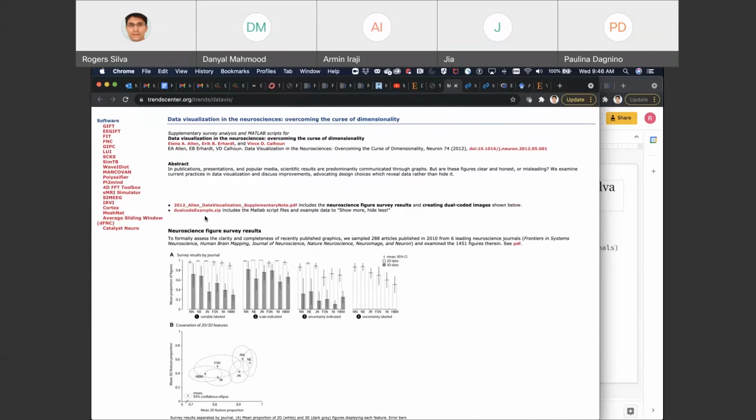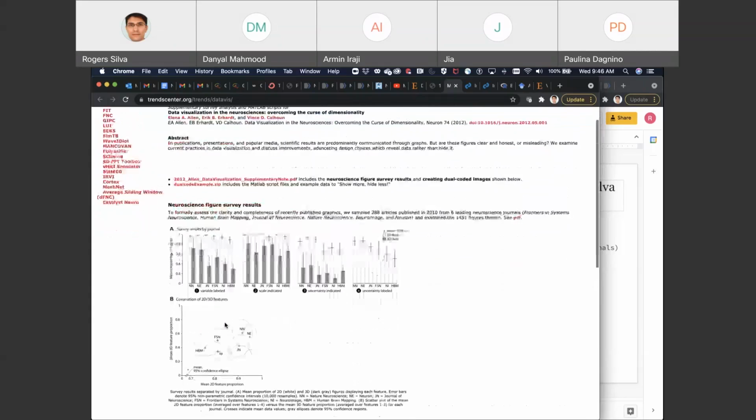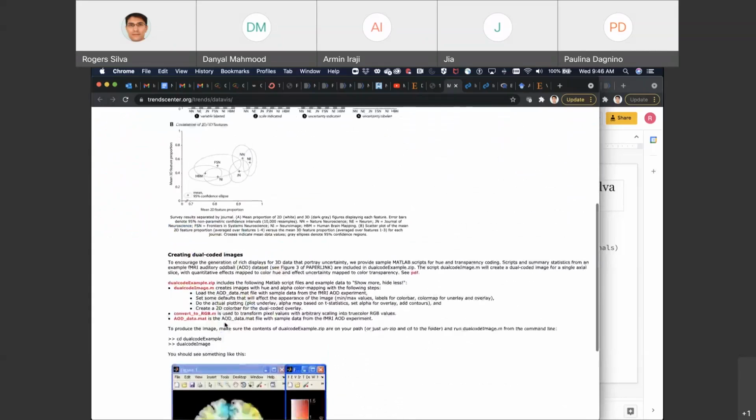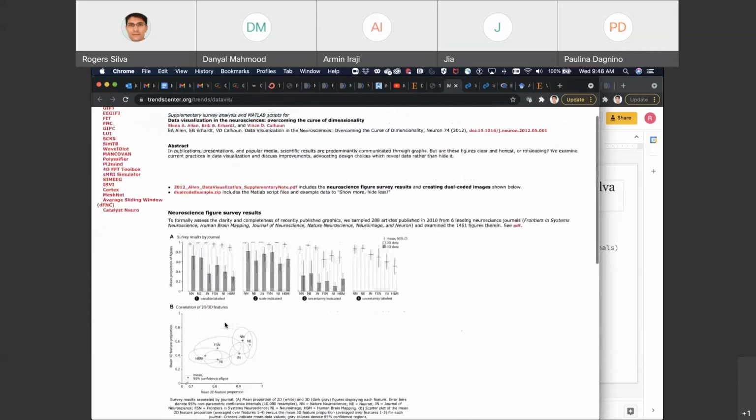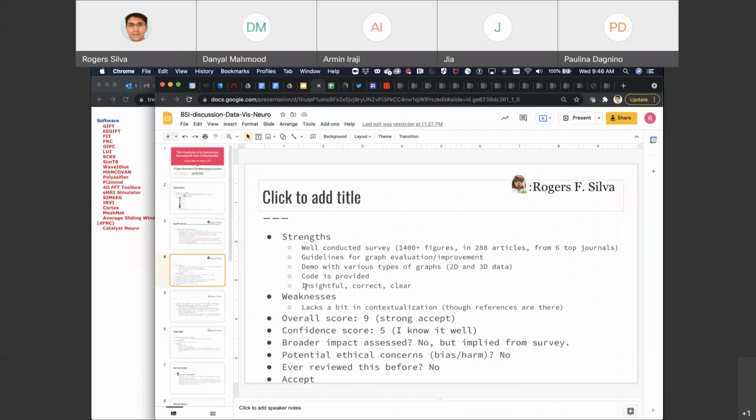And my last point is just that there's code for all of these and for regenerating all these figures. And so I highly recommend looking at this if you have a chance. And in general, I think it's insightful, the information is correct, and it's presented very clearly.